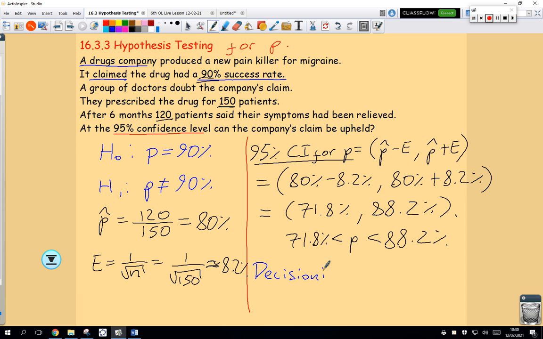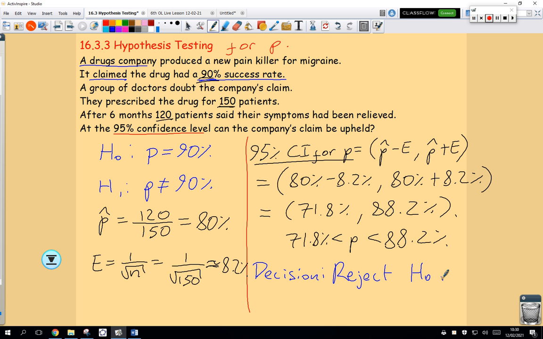What is my decision? Well, my decision is this. I think the true population proportion is between 88.2 and 71.8. They're saying that's 90, which is not in the interval that I think it is. So I'm going to disagree with them. I am going to reject the claim. Okay, so I'm going to reject the claim.